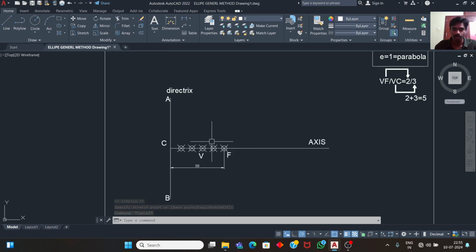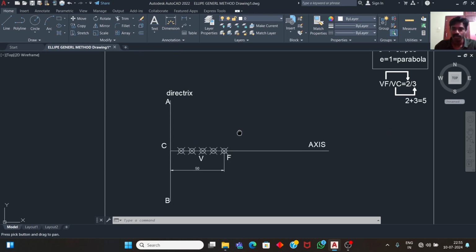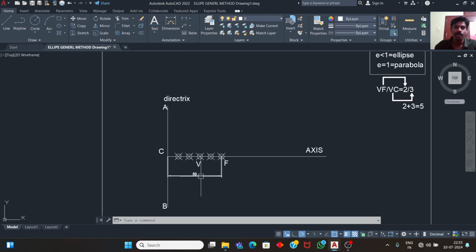Now, after locating the vertex point, we need to draw the perpendicular lines to this axis line, for constructing this ellipse, for locating the points. For that we need to take the line command and draw a perpendicular line.